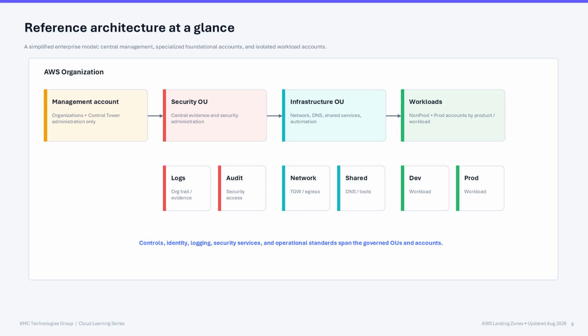This is the architecture we will build toward. The management account is reserved for organization and Control Tower administration. Foundational accounts sit in dedicated OUs. For example, security accounts for logs and security access, and infrastructure accounts for network and shared services. Application teams deploy into workload accounts, usually separated by lifecycle, such as non-production and production. Governance, identity, and central evidence span the entire governed environment.